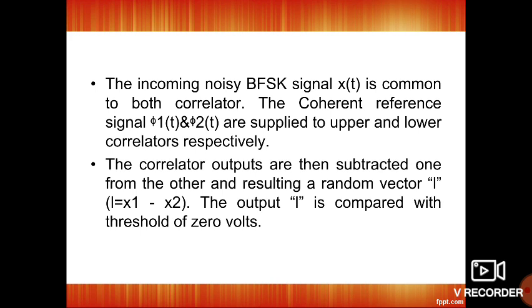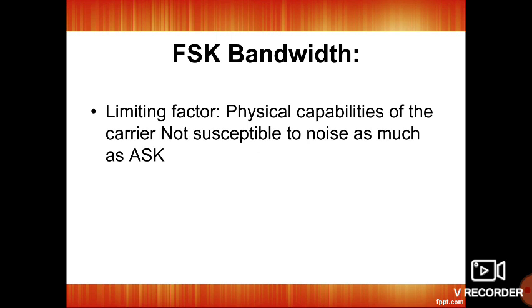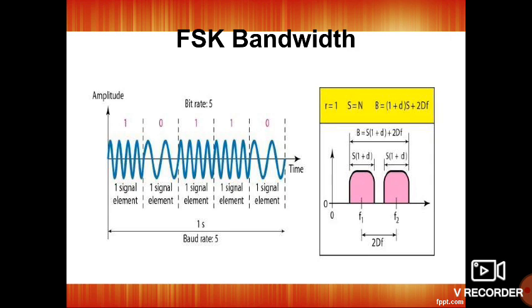The input is a binary signal B of T, with two levels phi 1 of T and phi 2 of T, and using a multiplier it is multiplied and produces the FSK signal. Before knowing the bandwidth of the FSK signal, you have to know about the limiting factor. The limiting factor is nothing but the physical capabilities of the carrier, which is non-susceptible to noise as much as ASK. In frequency shift keying, for 1 there will be one frequency, and for 0 there will be another frequency. So here R is equal to 1, S is equal to N, which means bandwidth B equals 1 plus D into S plus 2 delta F.